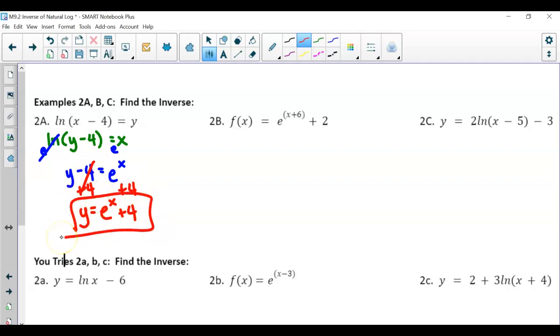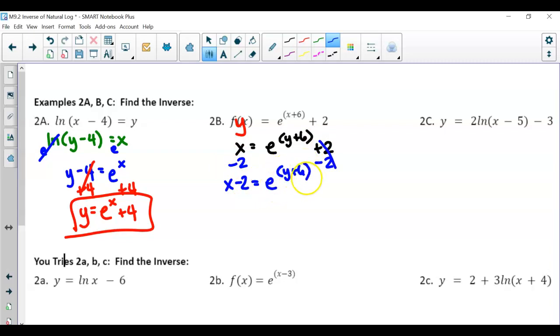That is the inverse function. Same thing here. Remember, f of x is the same as y. So let's go ahead and switch. X is equal to e to the y plus 6 plus 2. Now here, notice our exponential is not by itself. We're adding 2 to it, so we need to subtract 2 first from both sides. Now I've got x minus 2 is equal to e to the y plus 6. Now the exponential is by itself.